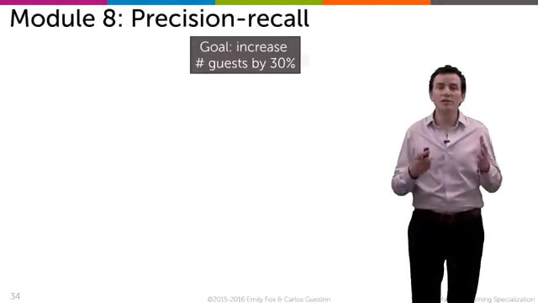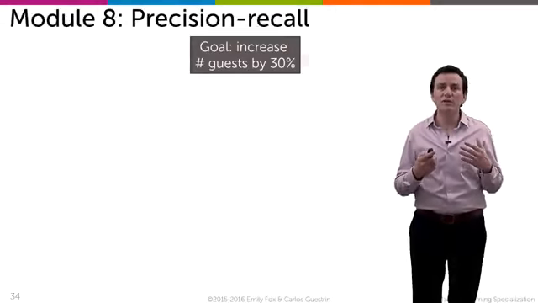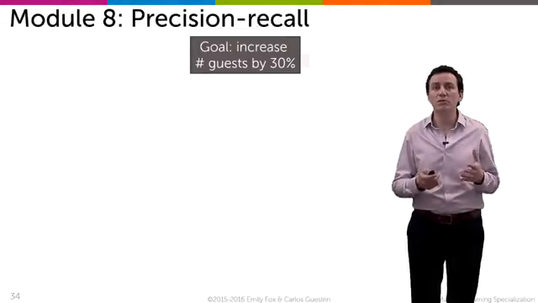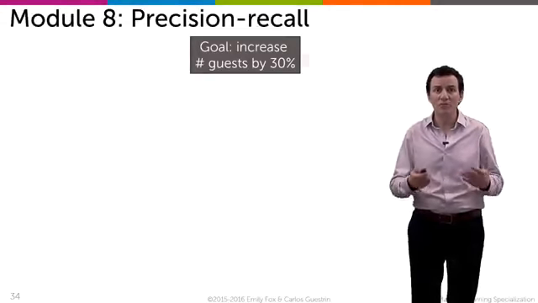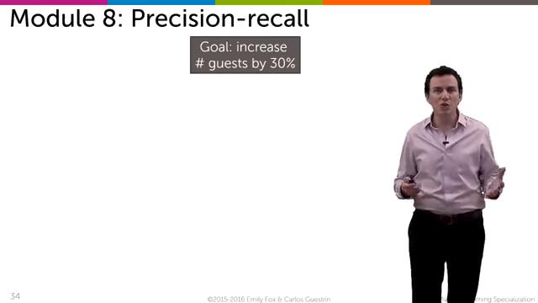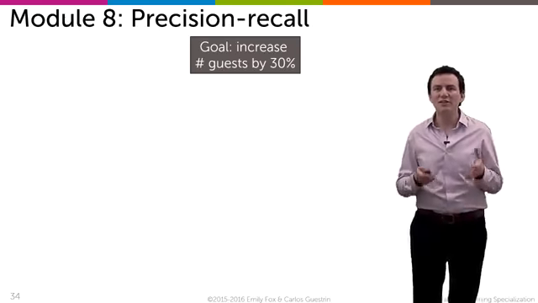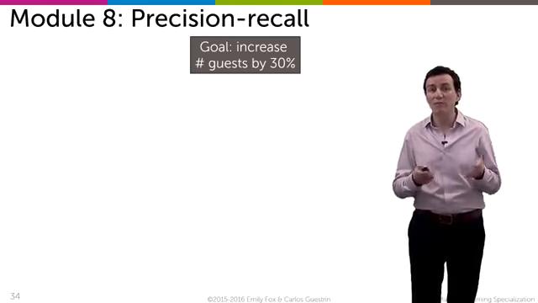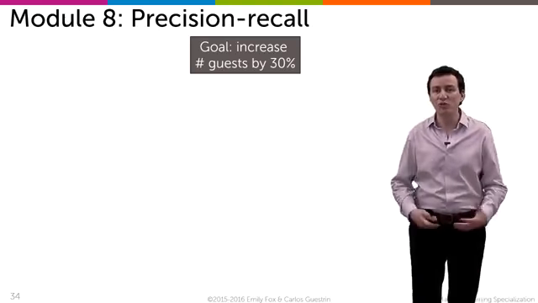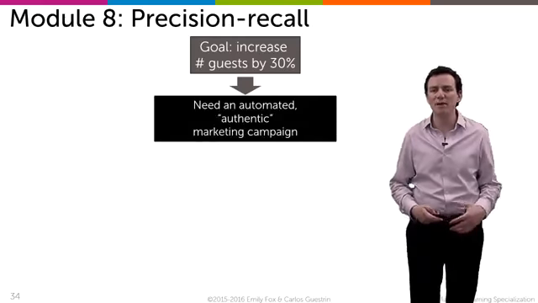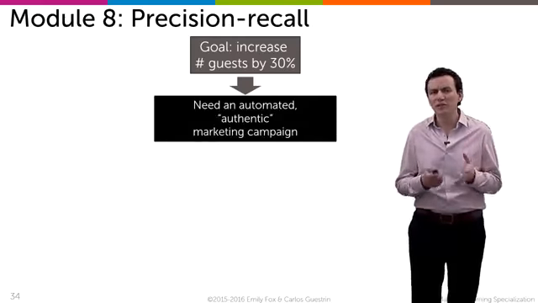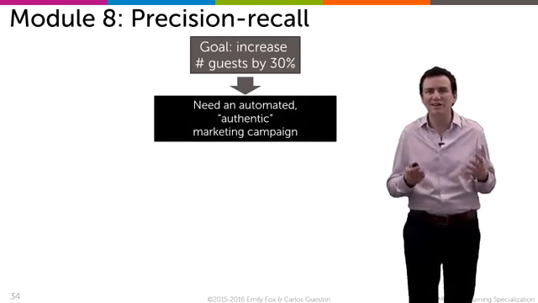In the 8th module, we're going to step back and look at fundamental concepts in machine learning. One's called precision and recall. Let me tell you about an example of that. Say I own a restaurant and I want to increase the number of guests that I have, number of customers, by 30%. How do I do that? Well, I'm going to start a marketing campaign, but I don't want to be just like everybody else. I want to be kind of an authentic, nice marketing campaign.